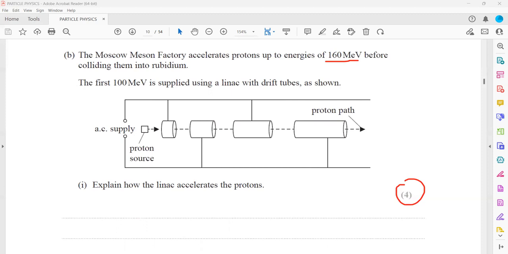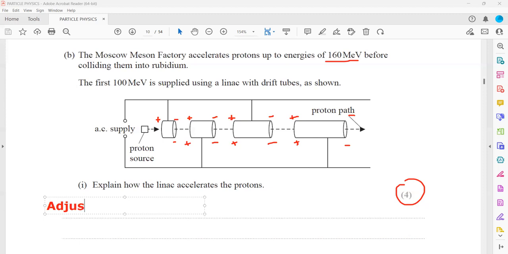So what are the points for a linear particle accelerator? First thing, these adjacent tubes have opposite polarities. What does it mean? Adjacent tubes have opposite polarity. Like if this is plus minus, then the next will be plus minus. Like this is one side of a tube, this is another tube. So they always have opposite polarity. If one side is negative, the other is positive. Negative, positive, negative, positive.